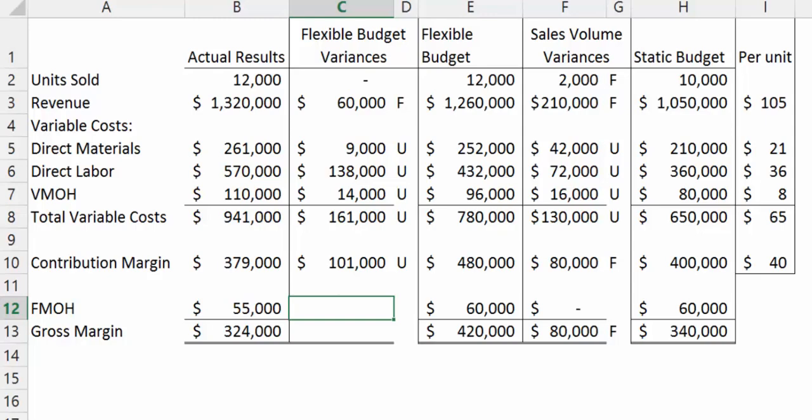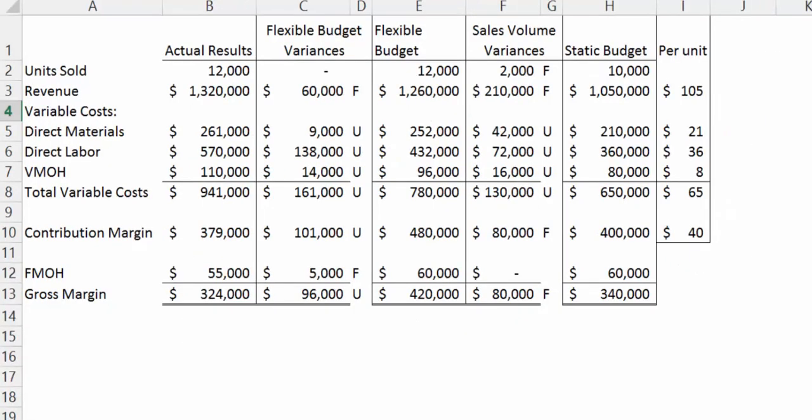And then we also have a fixed manufacturing overhead variance in the flex budget column. This one is favorable, but again, remember that favorable does not necessarily mean good. We're going to go back and talk about that variance later. The gross margin variance then is $96,000 unfavorable. And so now we have our flex budget variances.